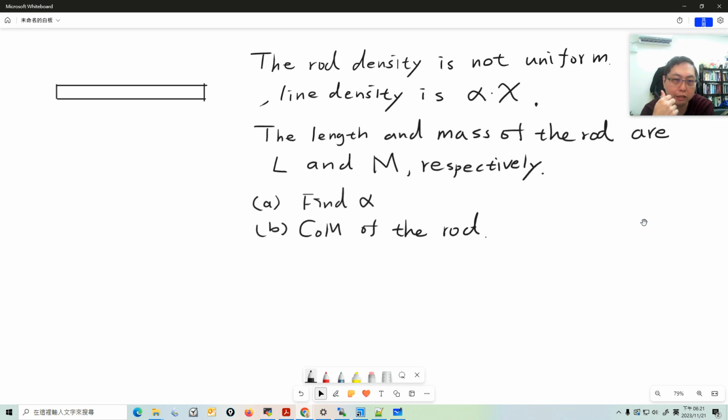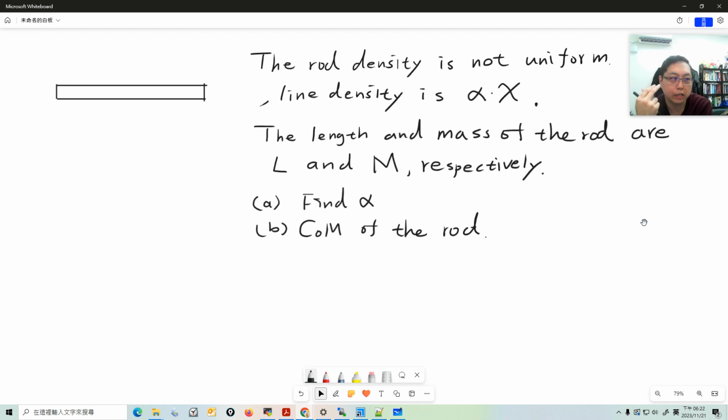Its line density is alpha times x, where x is the coordinate. Alpha is an arbitrary constant, and the length and the mass of the rod are the same as in the last problem. The length of the rod is capital L, and the total mass of the rod is capital M.